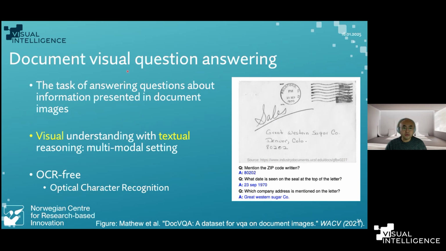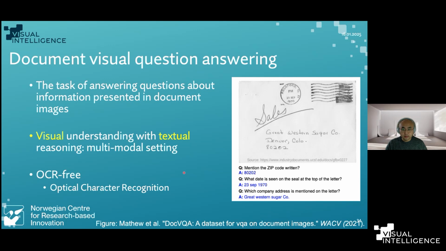And document visual question answering is the task of answering questions about information present in document images. So it requires some visual understanding along with textual reasoning. So it fits a multimodal setting. This is an example from the data set. We have a scanned image of an envelope, and there are some queries and answers.